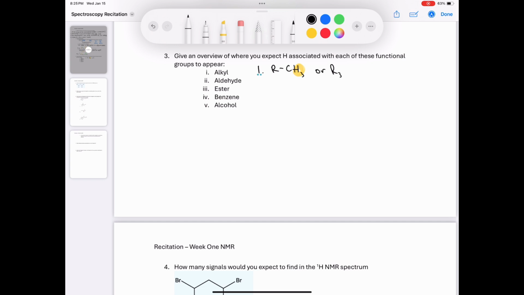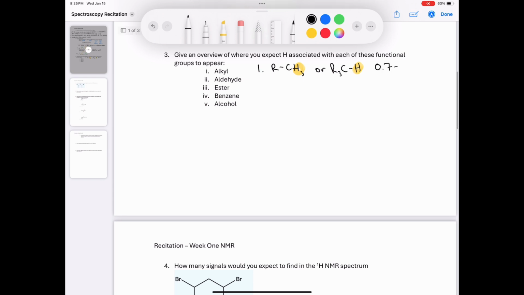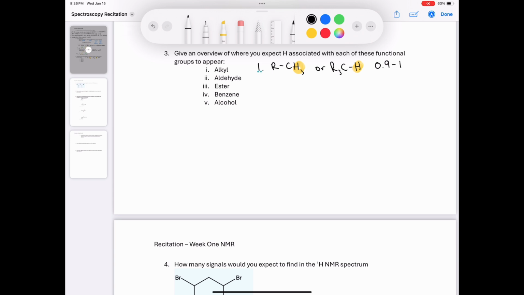These are all going to be relatively nonpolar bonds. There's about equal sharing between the carbon and the hydrogen. So these are not going to be very deshielded at all. So we're going to find them between about 0.9 to 1.7 parts per million.